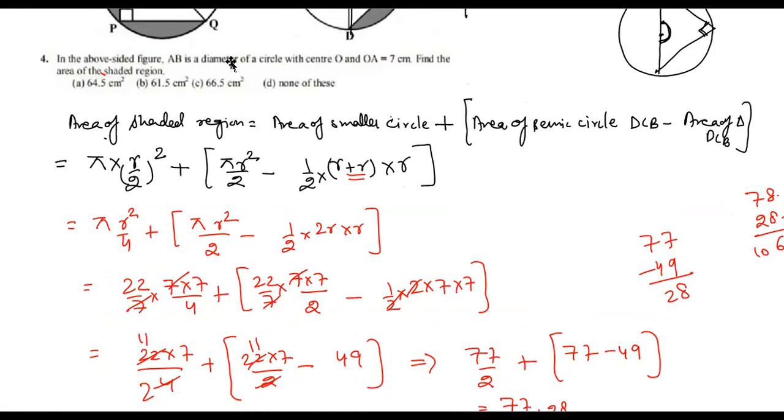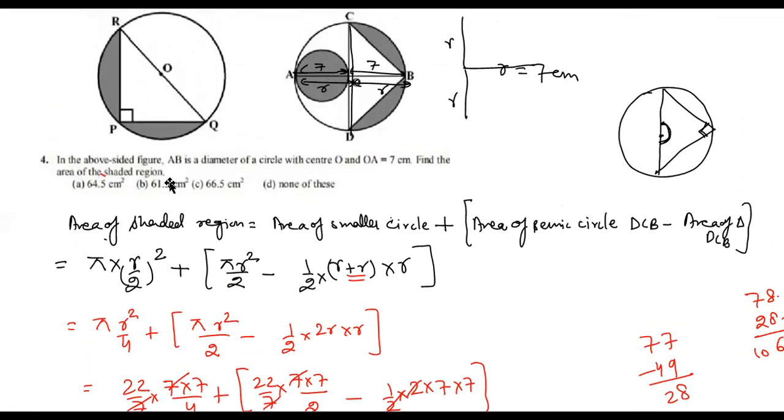So here we have AB is the diameter of the circle, and we have O is equal to 7. Find the area of the shaded region. So the area of the shaded region will be the area of the semicircle. Sorry, 7 is the AO. Yes, AO is 7 here. So if AO is 7 here, then the radius of this one would be how much? That would be 7 by 2.